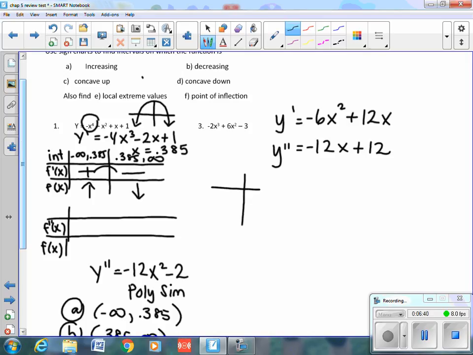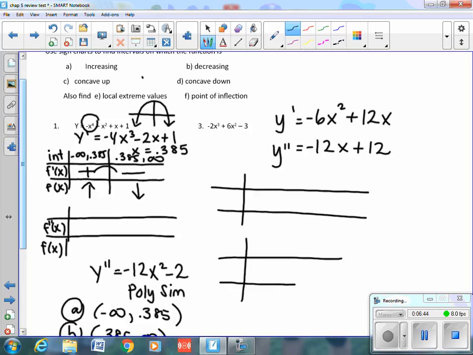I'm going to make my charts because I think I need both of them. I guess we'll find out in a minute. This is the derivative. This is the behavior of f of x. This is the interval. This is the interval. This is f prime of x. This is, oops, double prime, I mean f of x.